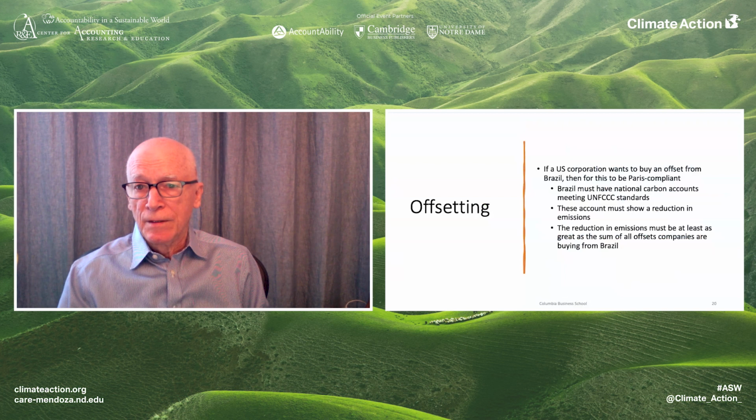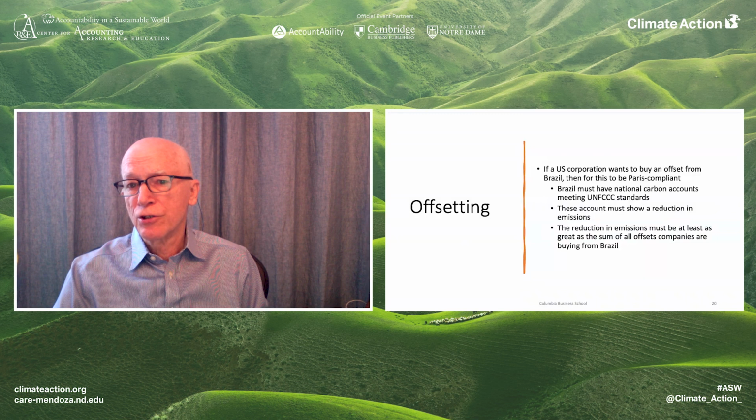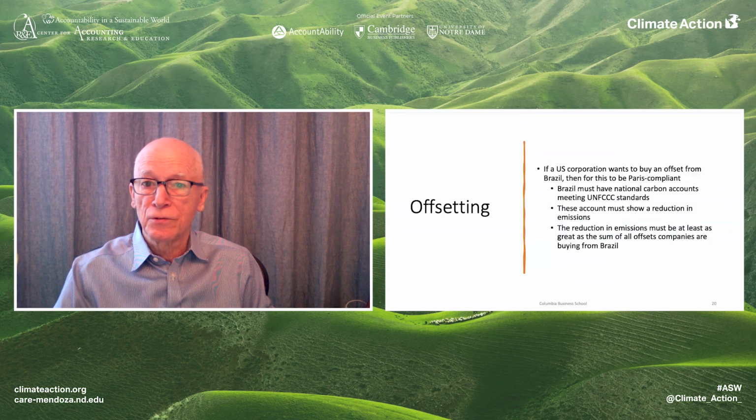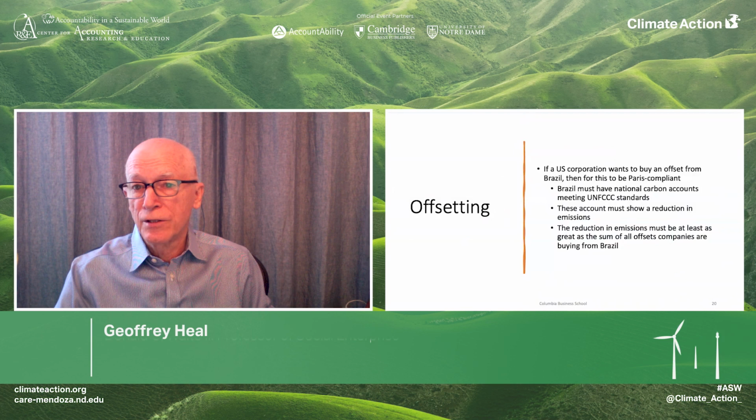The mechanism of this: suppose that a US corporation wants to buy an offset from Brazil. Then for this offset to be what we call Paris compliant, with the Paris Agreement of 2015, Brazil has to keep national carbon accounts which meet UNFCCC, United Nations Framework Convention on Climate Change, standards. And these accounts must show a reduction in emissions. And the reduction in emissions must be at least as great as the sum of all offsets companies are buying from Brazil. Those are the conditions for an offset to be Paris compliant. Very, very few offsets are Paris compliant, of course. Most of the offsets currently being traded in the voluntary offset market are not Paris compliant and don't meet this standard. So there are some that do.